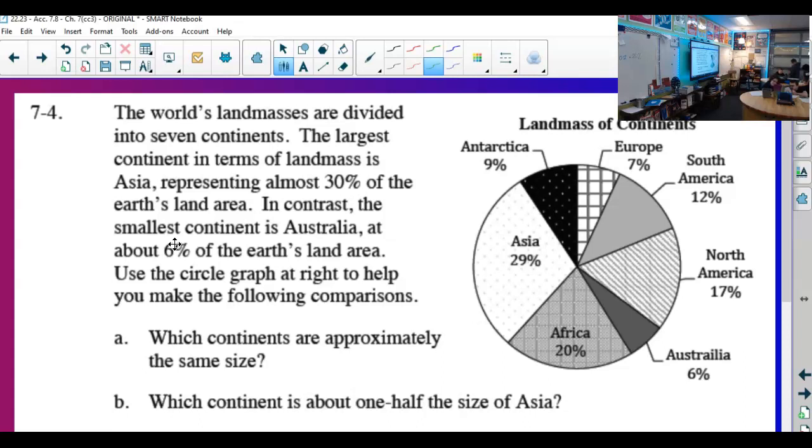Antarctica, Europe, South America, and Australia. Which continents together make up about half the world's land mass? North America and South America. We're closest.